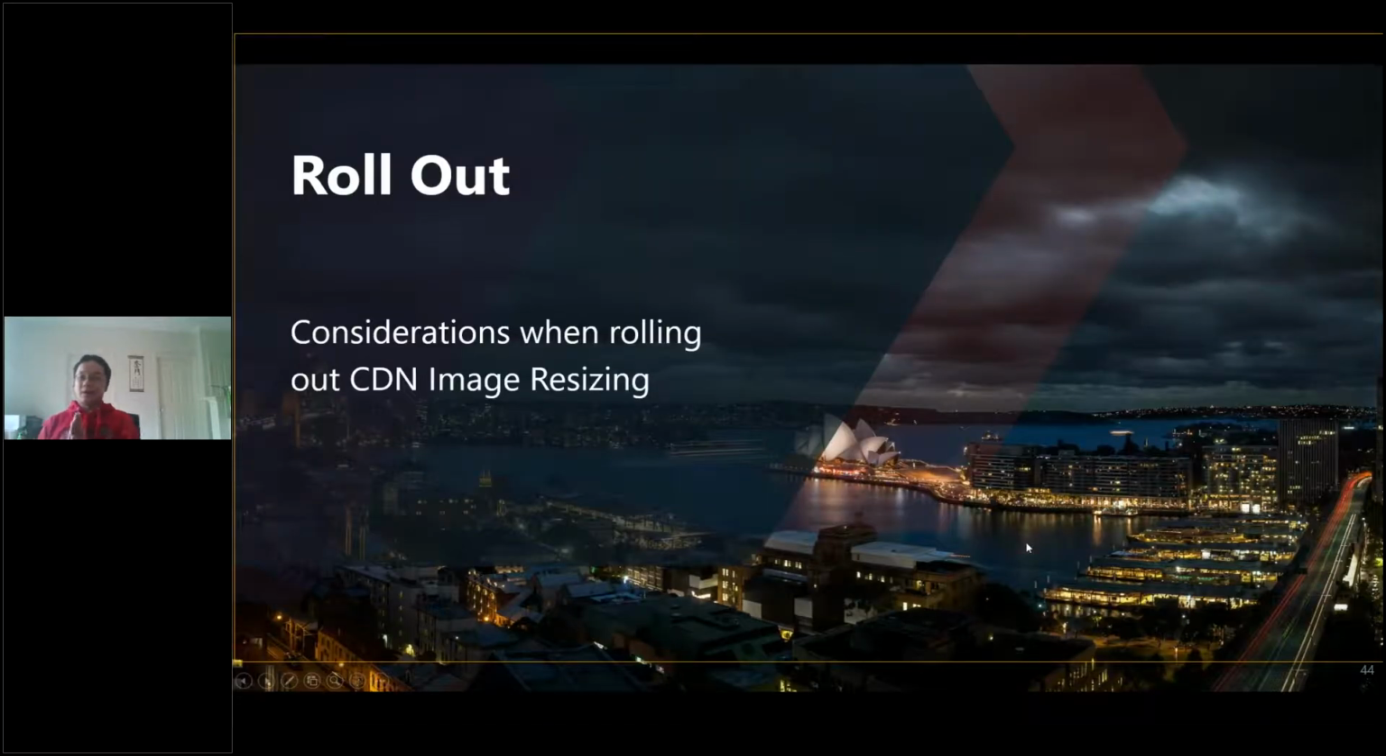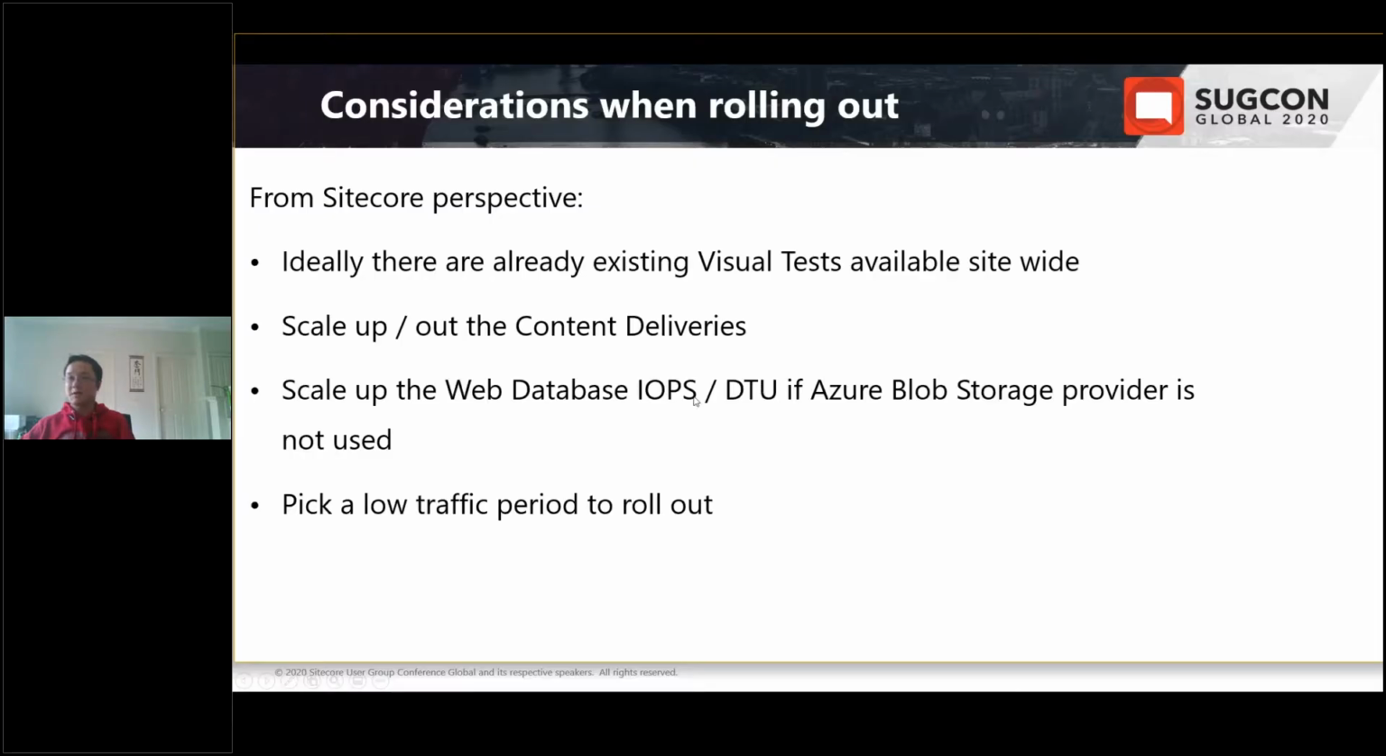Now, we need to roll out. How do we roll out after you've done all the hard work of setting up all the policies and your edge workers? Some of the considerations required when you're rolling out Image Manager image resizing: from a site perspective, the pristine image path needs to be cached for sites with original images that are large in size. So it is very important to pick a low traffic period to roll this out, because large images will take longer to cache.